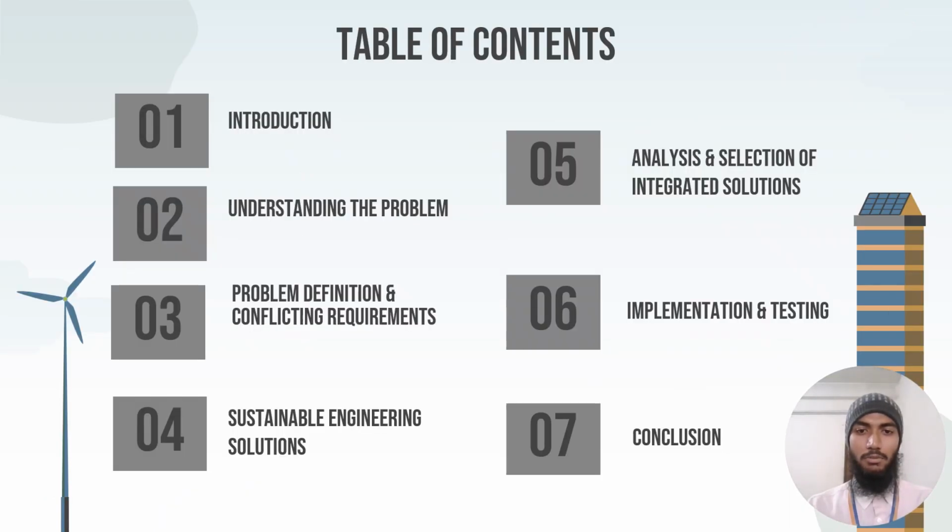Here we can see the table of contents. Point number 1, Introduction. Point 2, Understanding the problem. Point 3, Problem definition and conflicting requirements. Point 4, Sustainable engineering solutions. Point 5, Analysis and selection of integrated solutions. Point 6, Implementation and testing. Point 7, Conclusion.